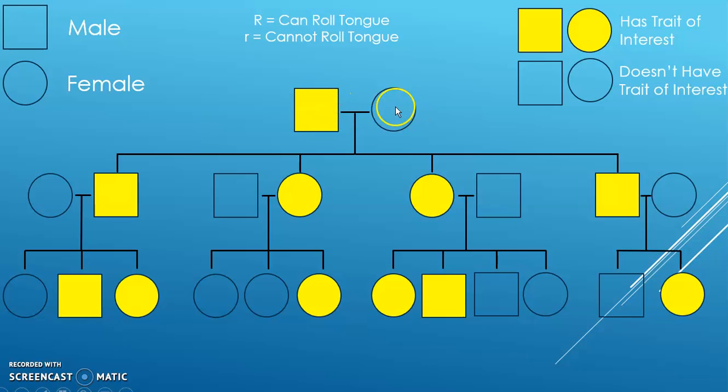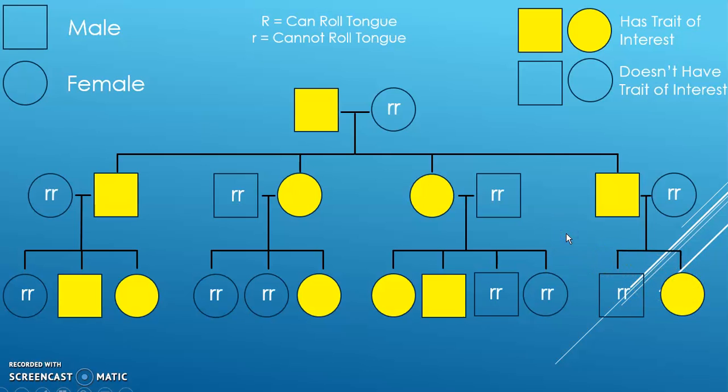Grandpa can roll his tongue, Grandma cannot. They had 4 children who can roll their tongue. Each of those children married someone who cannot roll their tongue, and then they had a mix of children with different traits. When I do this, I start with the recessive because if they're showing the recessive trait, we know they have to be homozygous.